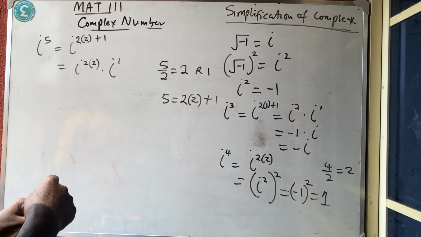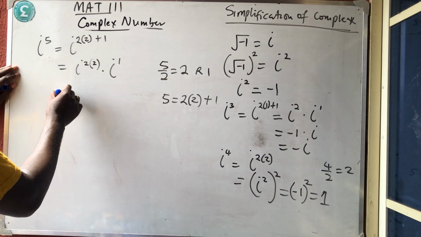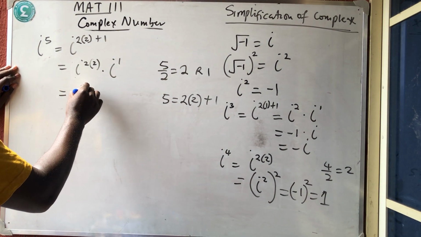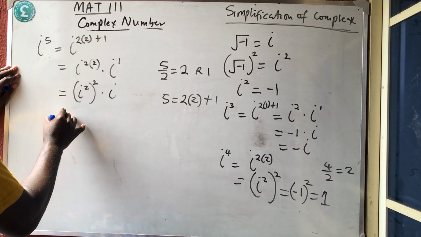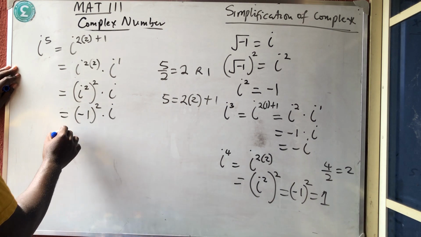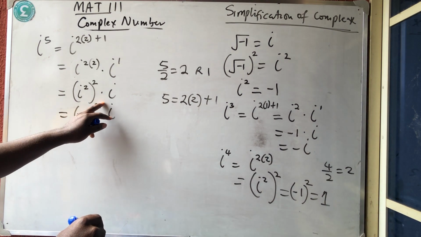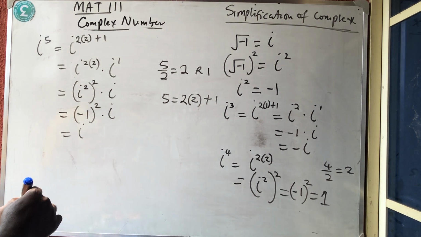Are you getting that? According to indices. Okay? So what do we have now? We now have that this is equal to i raised to power 2 all squared, dot i. And i raised to power 2 is what? Minus 1, all squared, dot i, which is what? Minus 1 squared will give you what? 1. 1 times i will give you i. Okay?